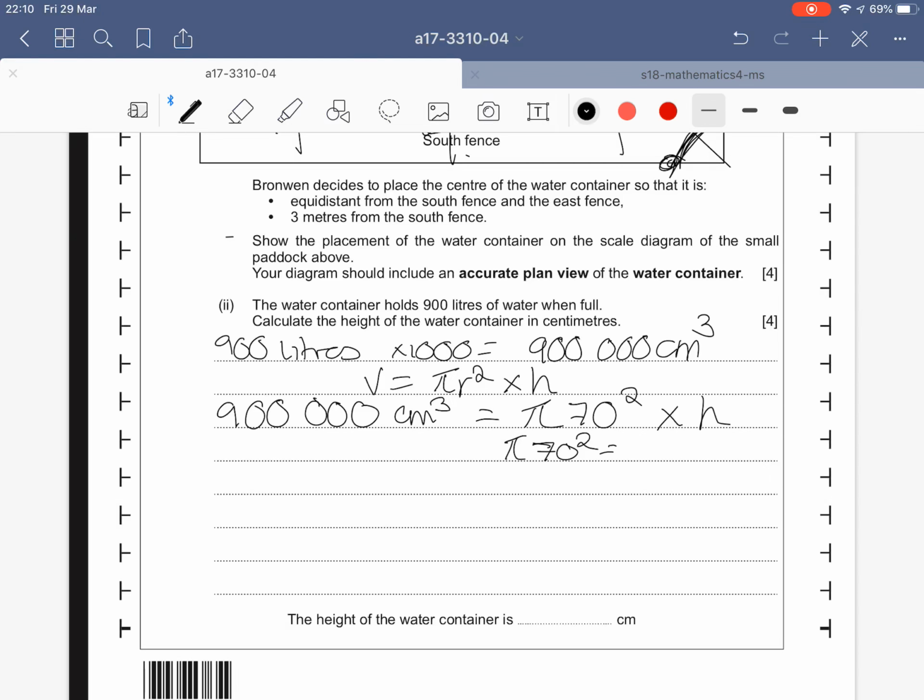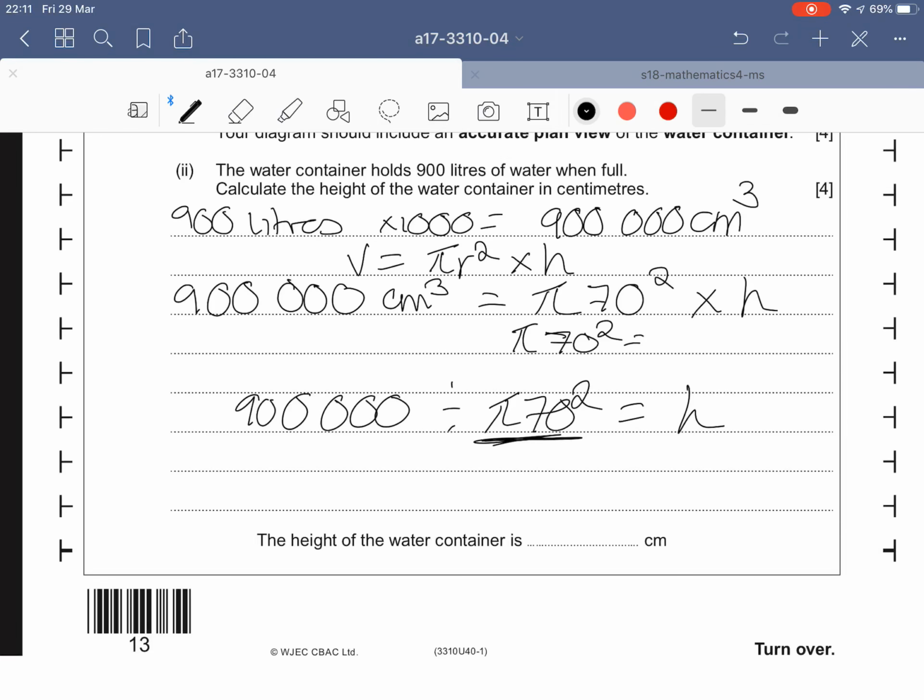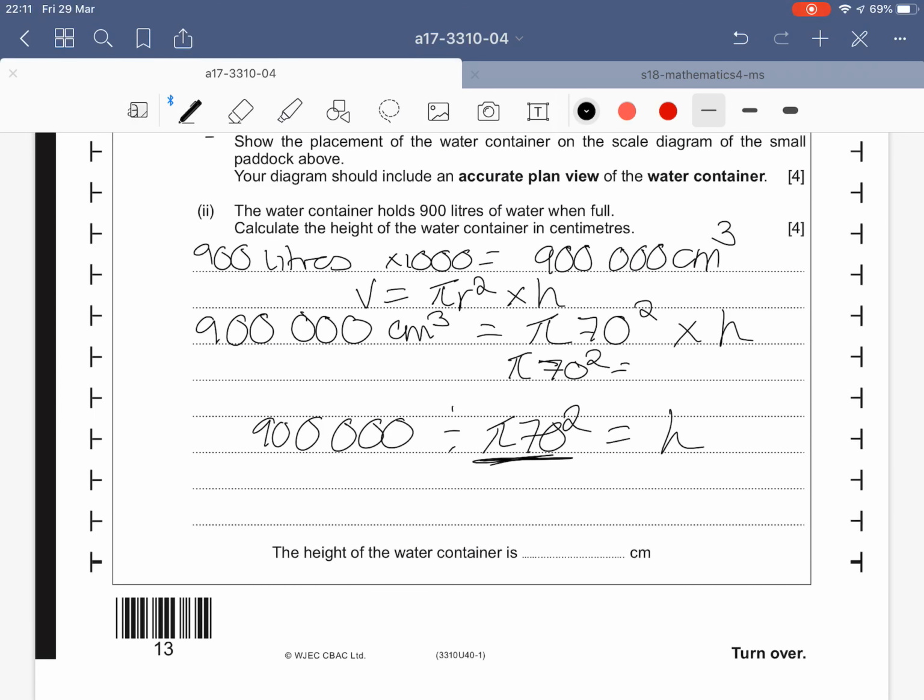Yep, so we're going to divide that then. So we've got our 900,000. If we divide that by the pi 70 squared, we should get our height. So whatever you get for pi 70 squared, which is 154 I got. So if you divide that, you should end up with your height to be 58.5.